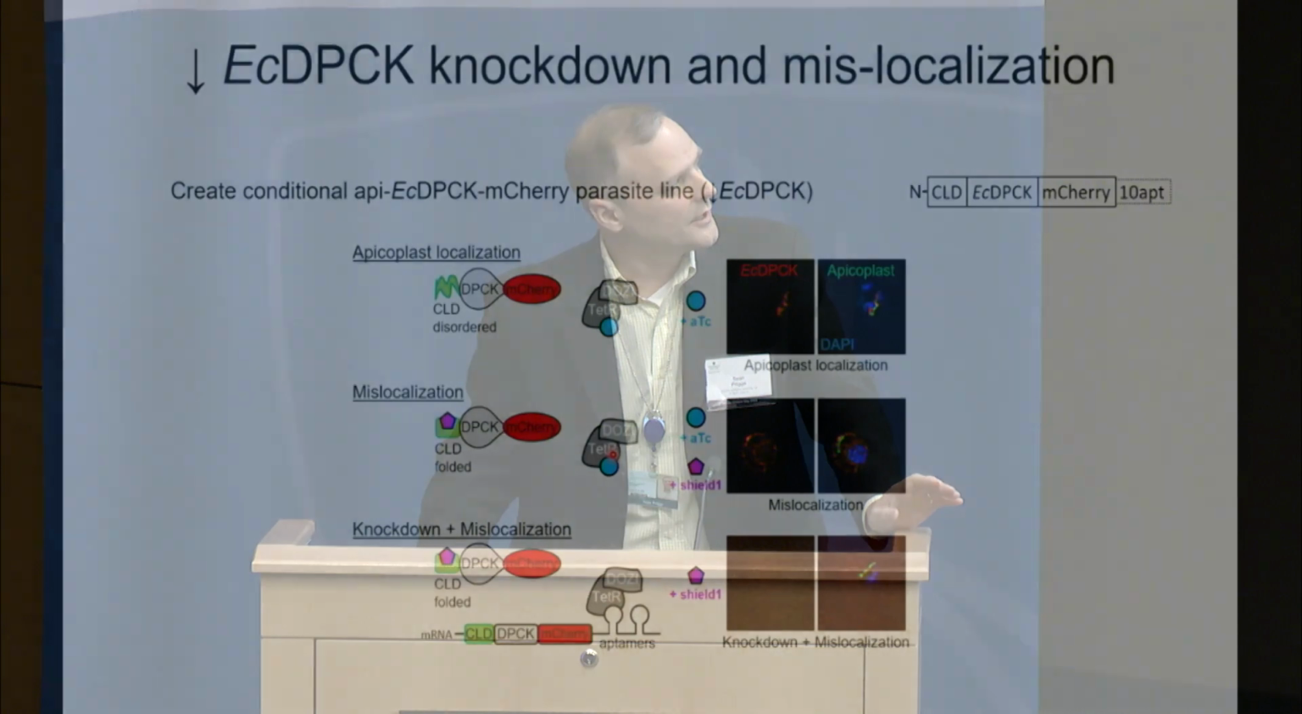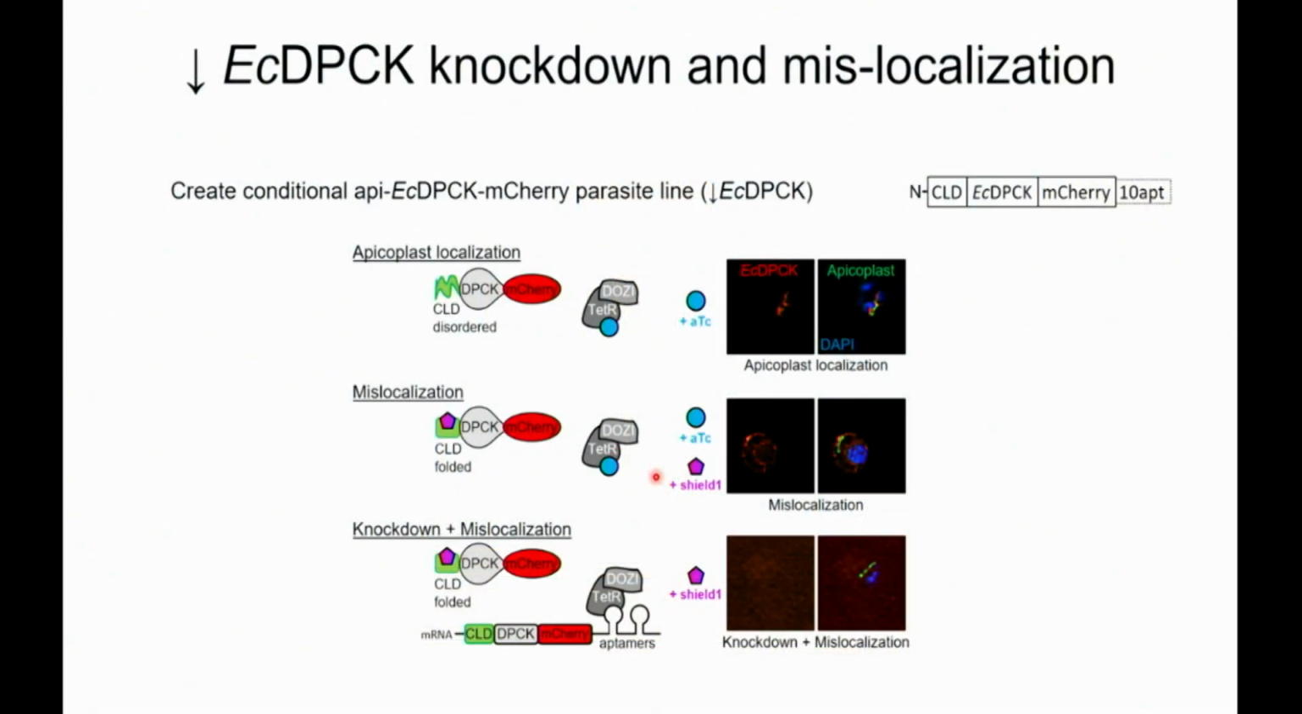And then there's the knockdown system, which Dan alluded to, developed by the Niles lab, where if you remove ATC, you allow this TetR-DOZI protein to bind to aptamers in the mRNA, which actually causes mRNA degradation and interferes with the translation of the protein. So it's a protein knockdown. That would be knocking down the levels of the protein produced.